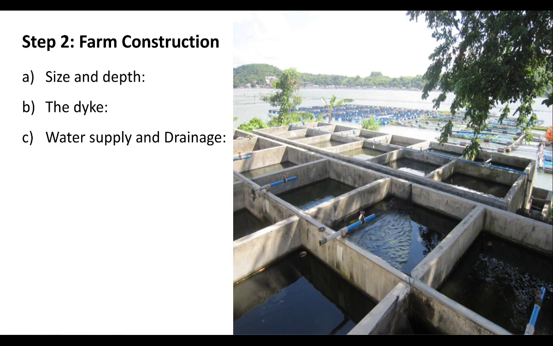The second step in freshwater prawn culture is farm construction, where after fulfilling all the suitable site location requirements, the next step is the construction of the farm. The design must suit the operational convenience and biological necessity of the prawn, and it includes size and depth, the dike, and water supply and drainage system.